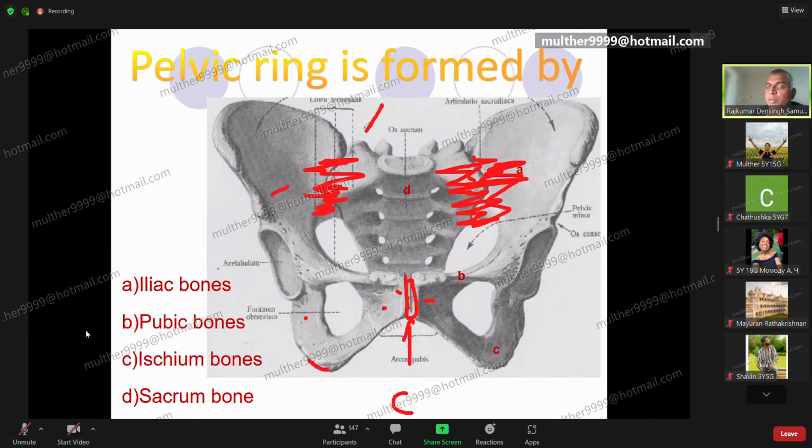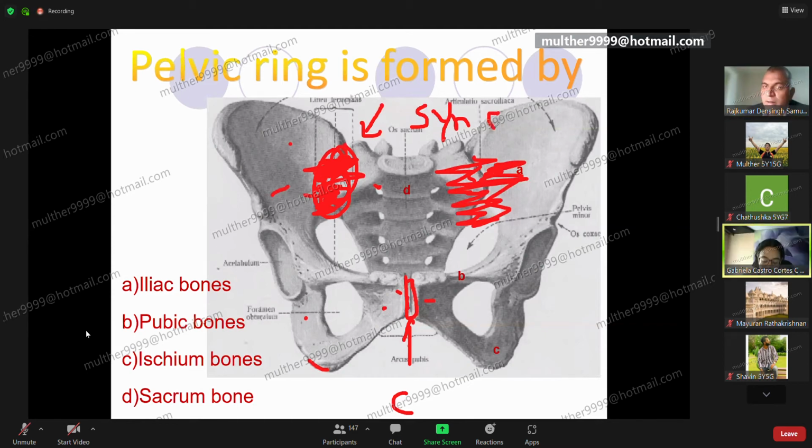So if two bones are connected with the help of a ligament, how do you call it? If two bones are joined by a ligament, how do you call this? It is called syndesmosis. So the sacroiliac joint is a syndesmosis.